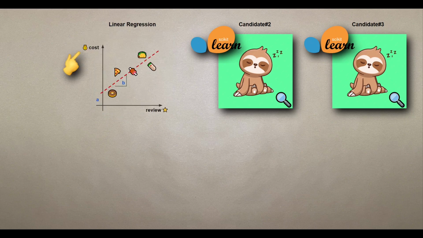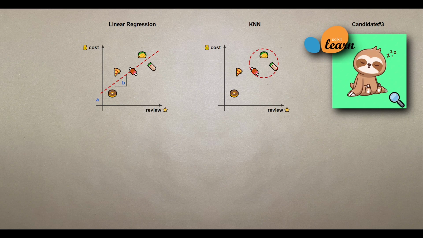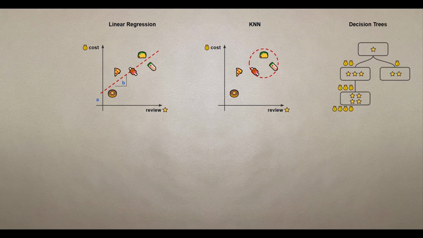In this example, predicting the cost of different types of food, assuming a simple linear relationship between cost and review. The higher the review, the higher the cost. And candidate number 2 is KNN, K nearest neighbors, predicting the cost of different types of food based on the average cost of the K nearest data points of similar reviews. While the third candidate is decision tree, predicting the cost of different types of food based on a series of questions about the reviews. Like, for example, if less than 2 stars, then low cost, and so on.